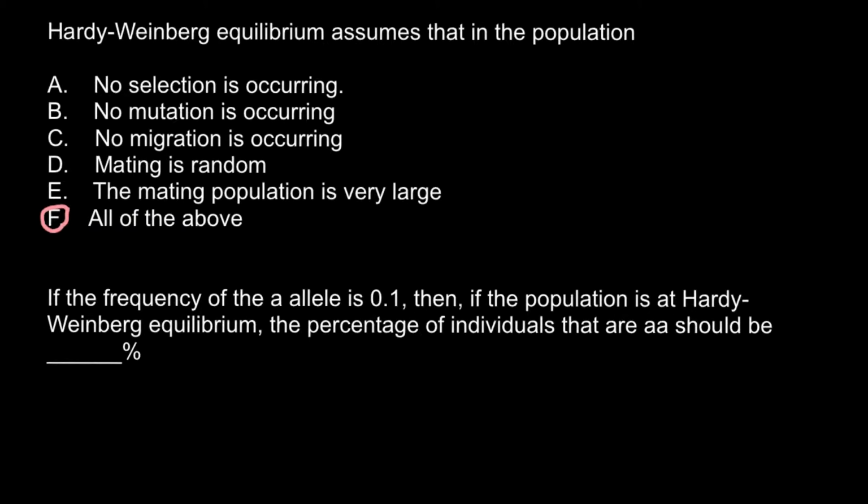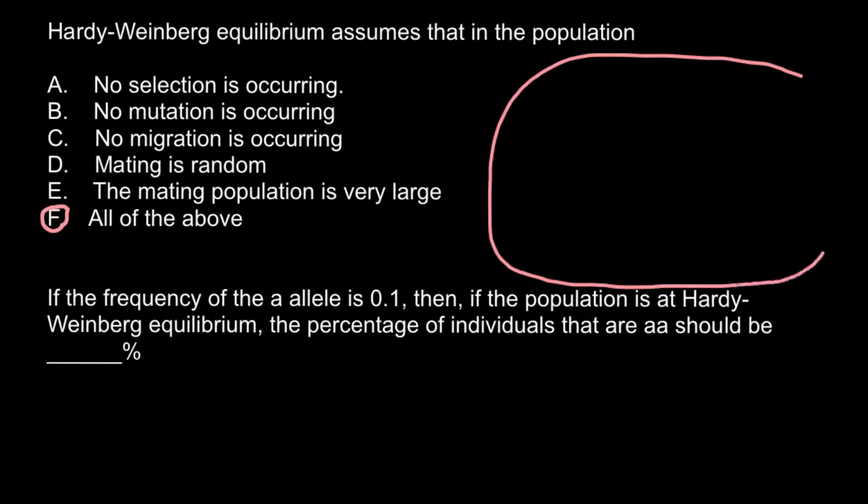And next question: if the frequency of the recessive a allele is 0.1, then if the population is at Hardy-Weinberg equilibrium, the percentage of individuals that are homozygous recessive should be... Imagine that this is a gene pool. So what is a gene pool? Actually, these are the different alleles that are present in the population.